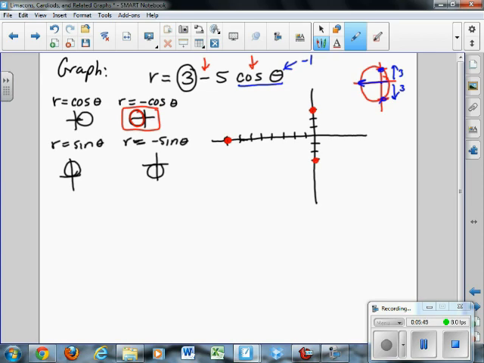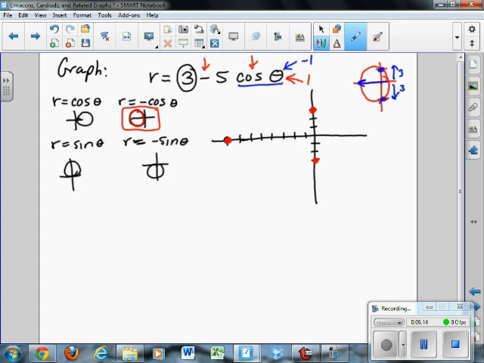Now, what's the smallest value I could get? Well, the smallest value is going to occur when cosine of theta is equal to 1, and cosine of theta is equal to 1 at 0. So when cosine of theta is equal to 1, it's going to be 3 minus 5, which is negative 2. So that tells me I'm going to have (negative 2, 0).